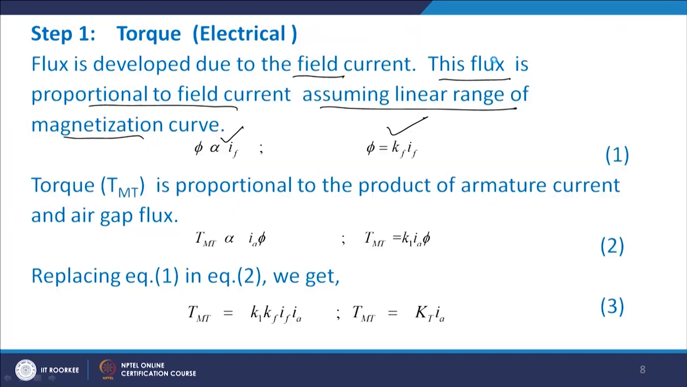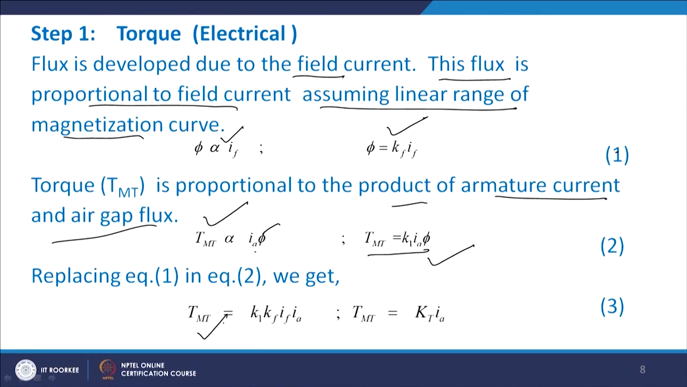Next, this torque is proportional to the product of armature current and air gap flux. Therefore, motor torque equals armature current into flux. This is the expression. Then replacing equation 1 in equation 2, we get TMT, and here this part is replaced by a constant KT. Therefore, motor torque equals KT into I.